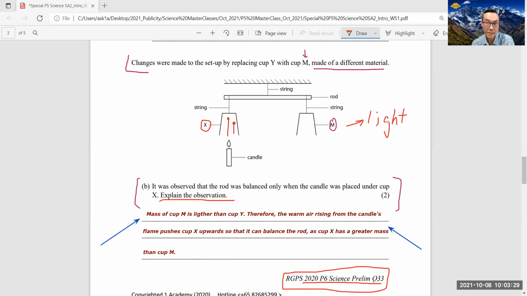So this one you understand the logic, right? So first of all, I repeat, you pretend that there's no flame. Okay, no flame, then they will stay balanced, right? But now with the flame, this upward force is pushing this up. So that means X must be heavier than M. Okay, so this is the answer presented here. I've saved the screen and then I send to you the answer.